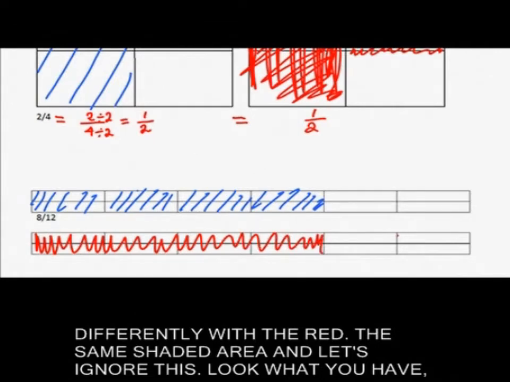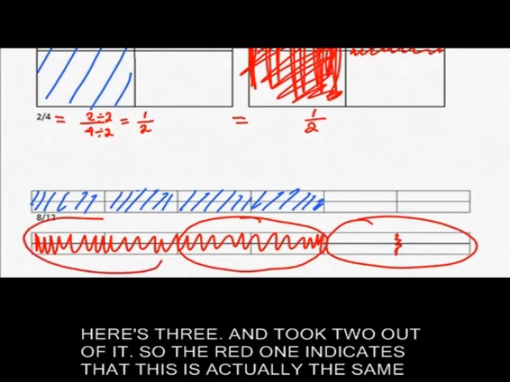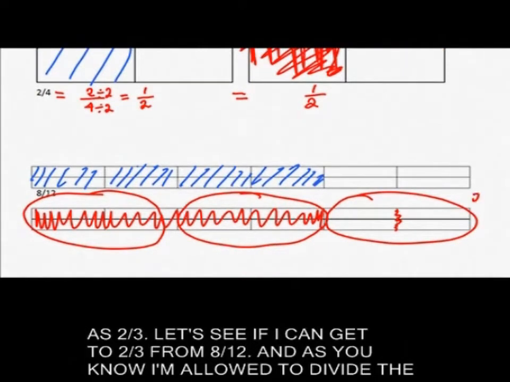And let's ignore this. Look what you have. Now you actually divided this into 3 pieces. Look at it. Here's 1. Here's 2. And here's 3. And took 2 out of it. So the red one indicates that this is actually the same as 2/3.